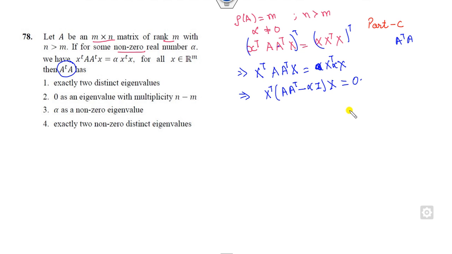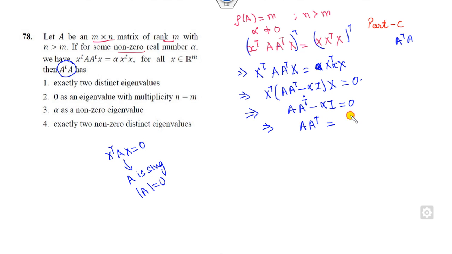Fine. So what is the meaning of that? In the previous example I already told you this is zero when A is a singular matrix, that is, the determinant of A is 0. So A transpose has eigenvalue alpha. If I consider this matrix as B, the determinant of B will be alpha of this. So what are the eigenvalues of A transpose? Alpha. What is the size? M cross M, because the rank is M.